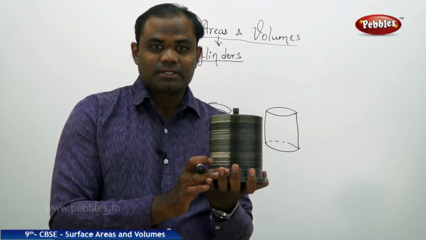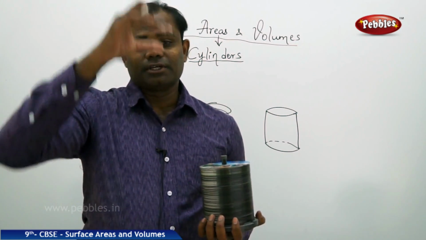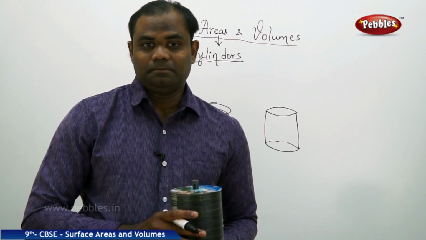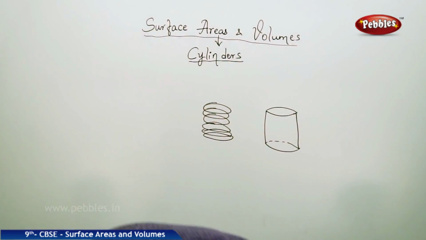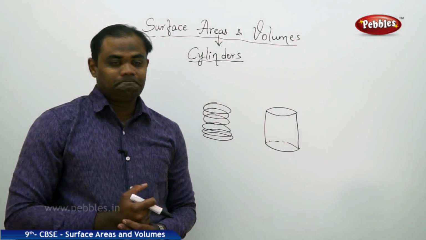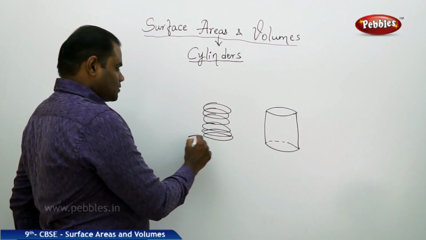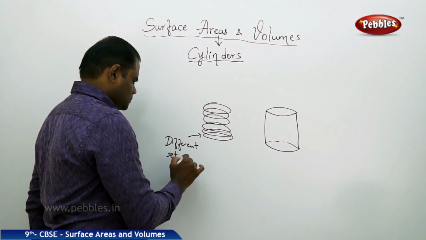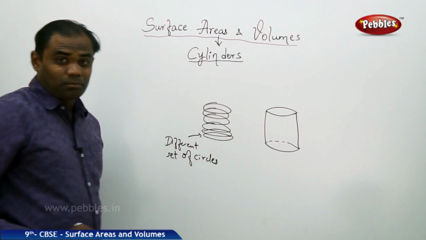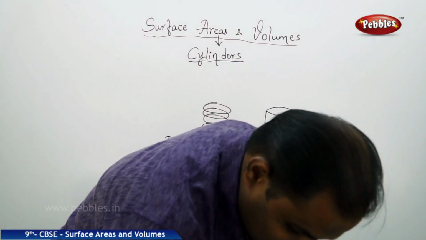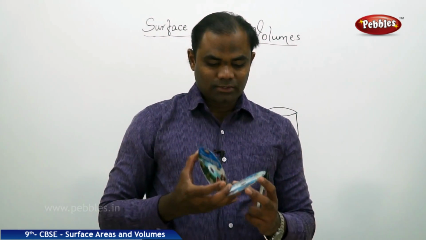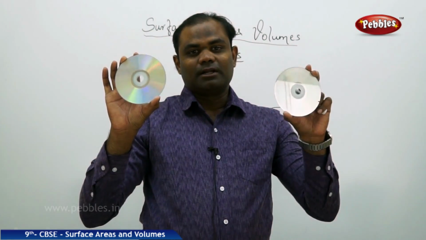So in mathematics, the set of infinite circles built on each other to form a cylinder is how we understand it through mathematical means. Now let's try to make it more brief. As we have seen, the different sets of circles, but if I take two different CDs, I see that the two CDs are equal in size. The two CDs do not have different sizes, but the two circles are assumed to be of the same size.